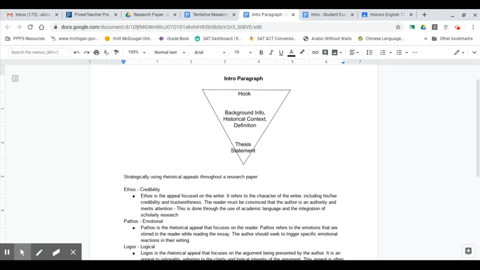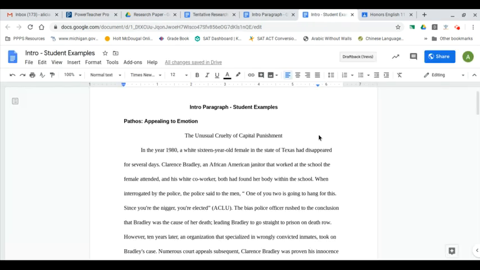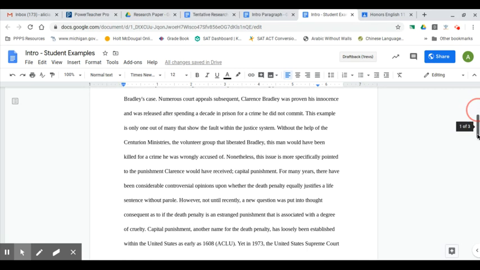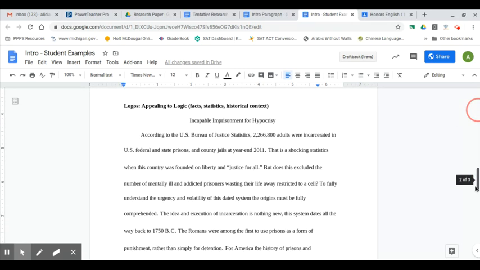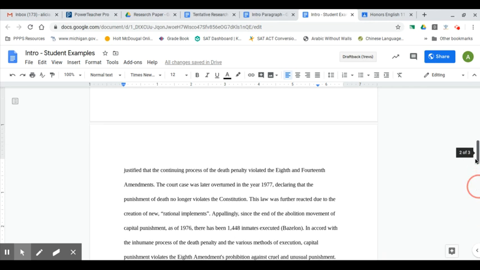I want to give you two examples of introductory paragraphs I've received in the past, and I'll attach these two documents. Both of these topics are about prison in some way. This first one is going to be specifically about capital punishment and the death penalty, and she's going to hook you with pathos, so emotion. The second introduction is actually going to be about the flaws in the prison system, and she's going to base her argument more on logos and facts. So kind of two ways to think about this.